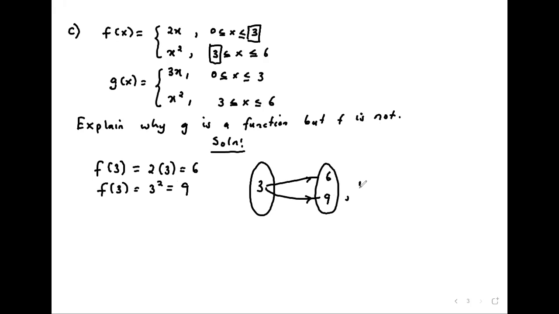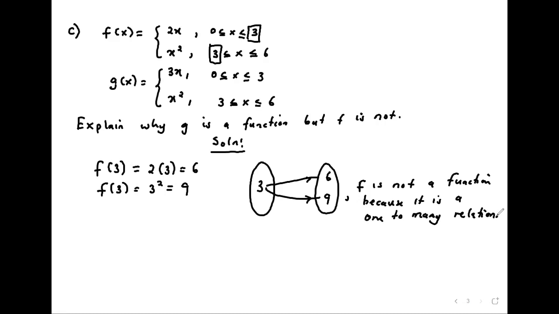So F is not a function because it is a one-to-many relation. That's how you justify. The same number 3 has given us 2 values. That's the reason why F is not a function.